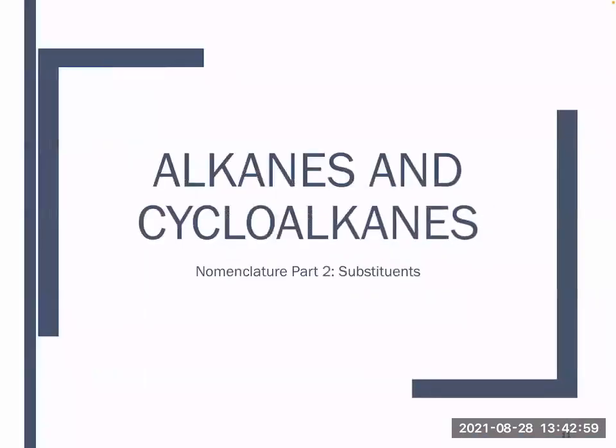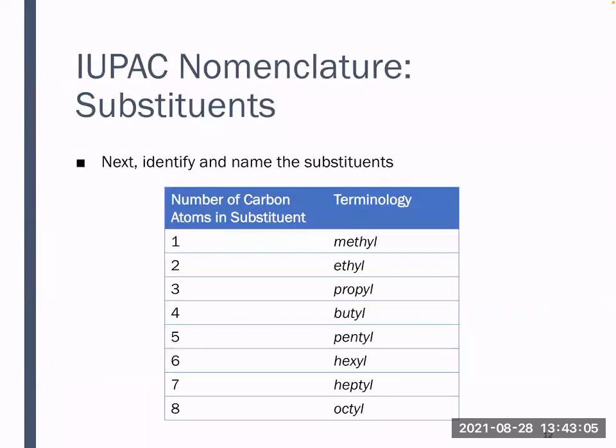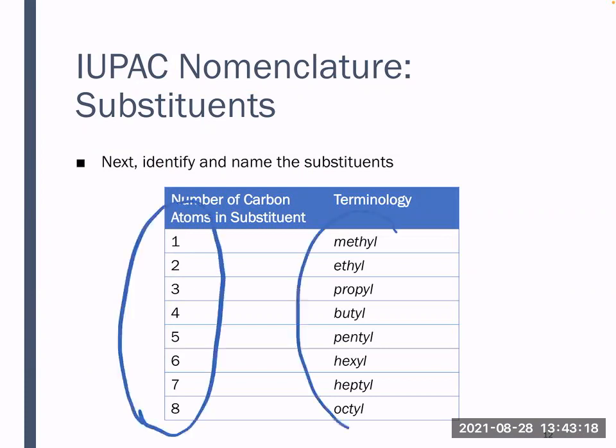This is going to be the video that covers the second part of nomenclature, which is substituents. So after you've determined what your parent chain is, next you need to identify and name the substituents. So here's how we name substituents. Again, it's based on number of carbons. And then this is the name.